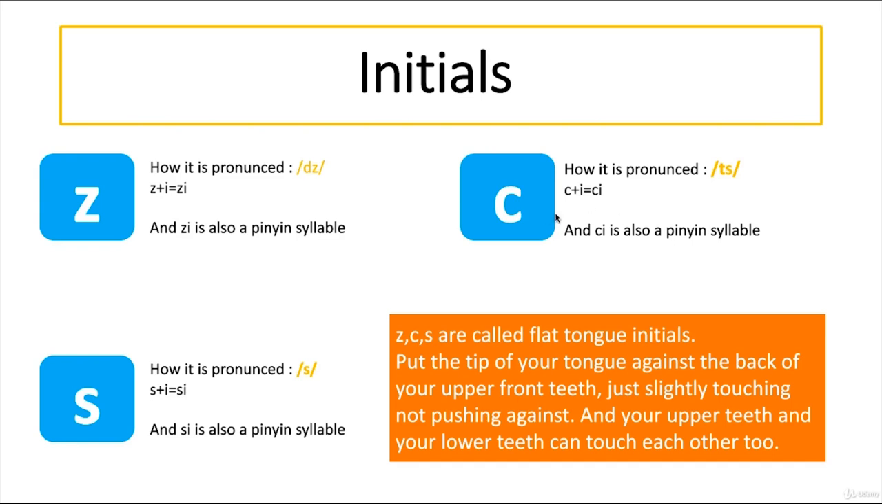C, c, c. S is similar to s in English pronunciation. Because we put a vowel after, we need to vibrate our vocal cords and remember to pronounce it a little bit longer. S, s, s.